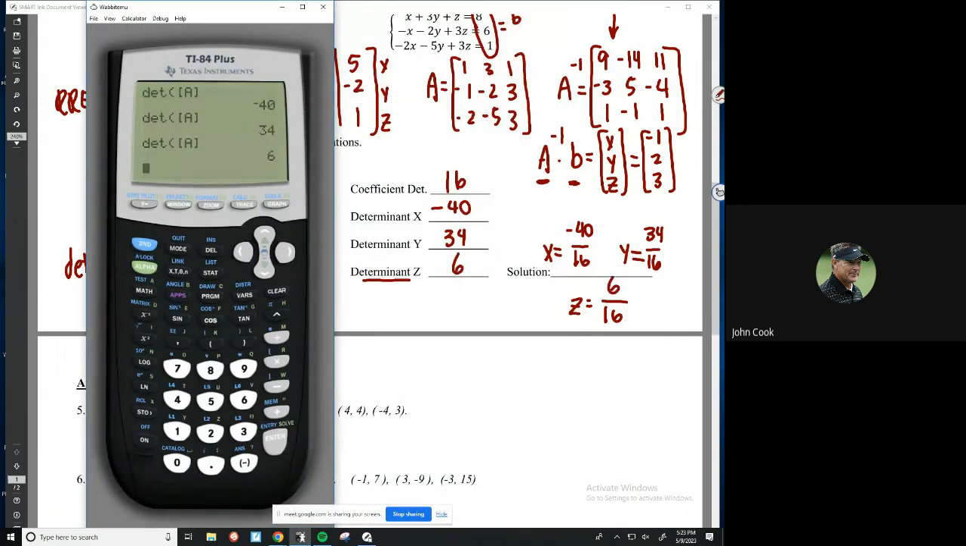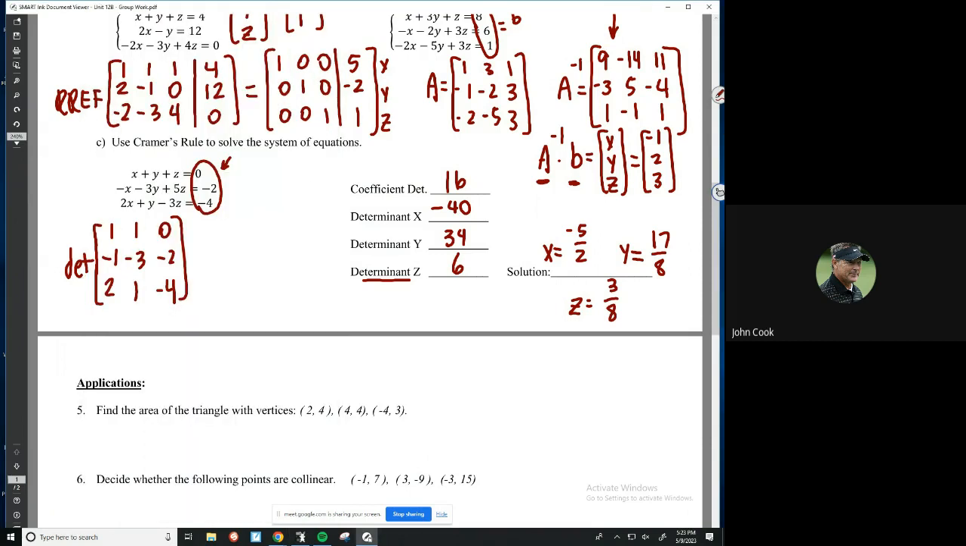And then you can reduce the fractions a little bit. 40 and 16 are both divisible by 8. So that'd be 5 over 2. 34 and 16 are only divisible by 2. So that'd be 17 over 8. And 6 and 16 are only divisible by 2. So that'd be 3 over 8. But overall, that should be the solution to this system of equations.